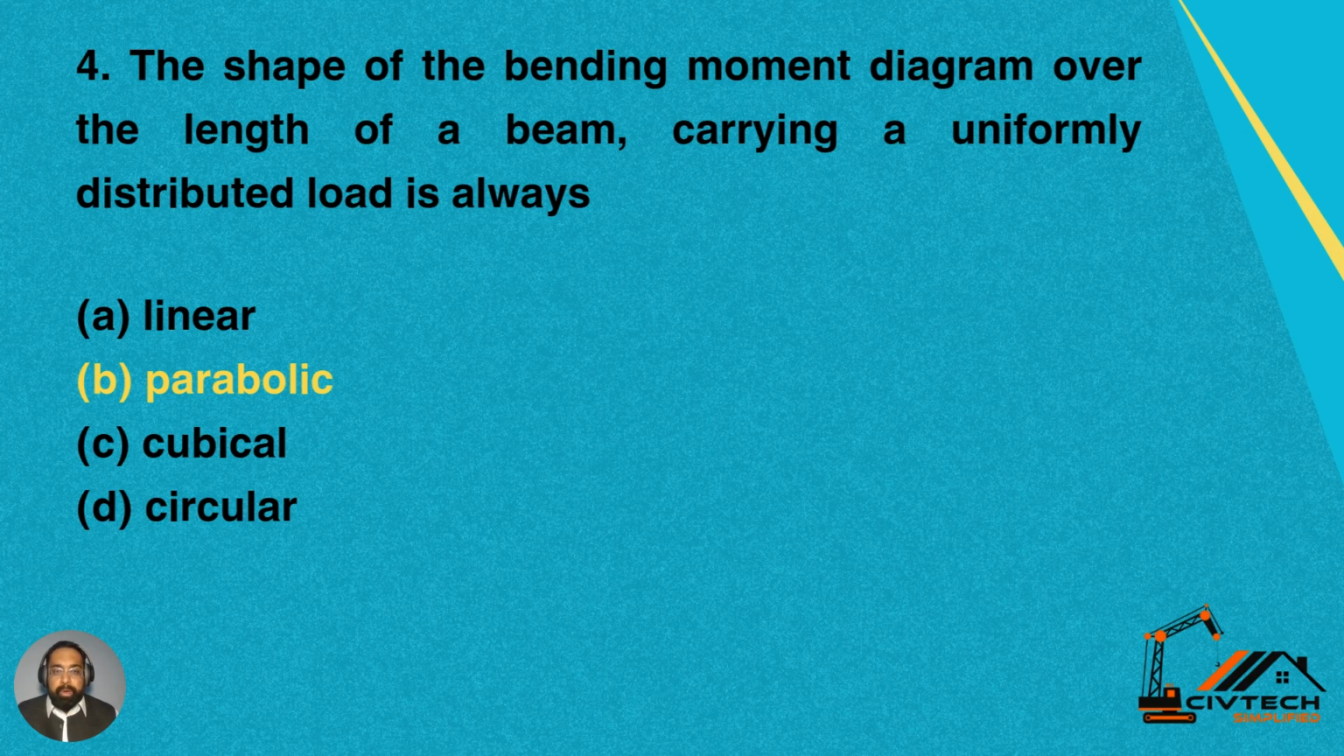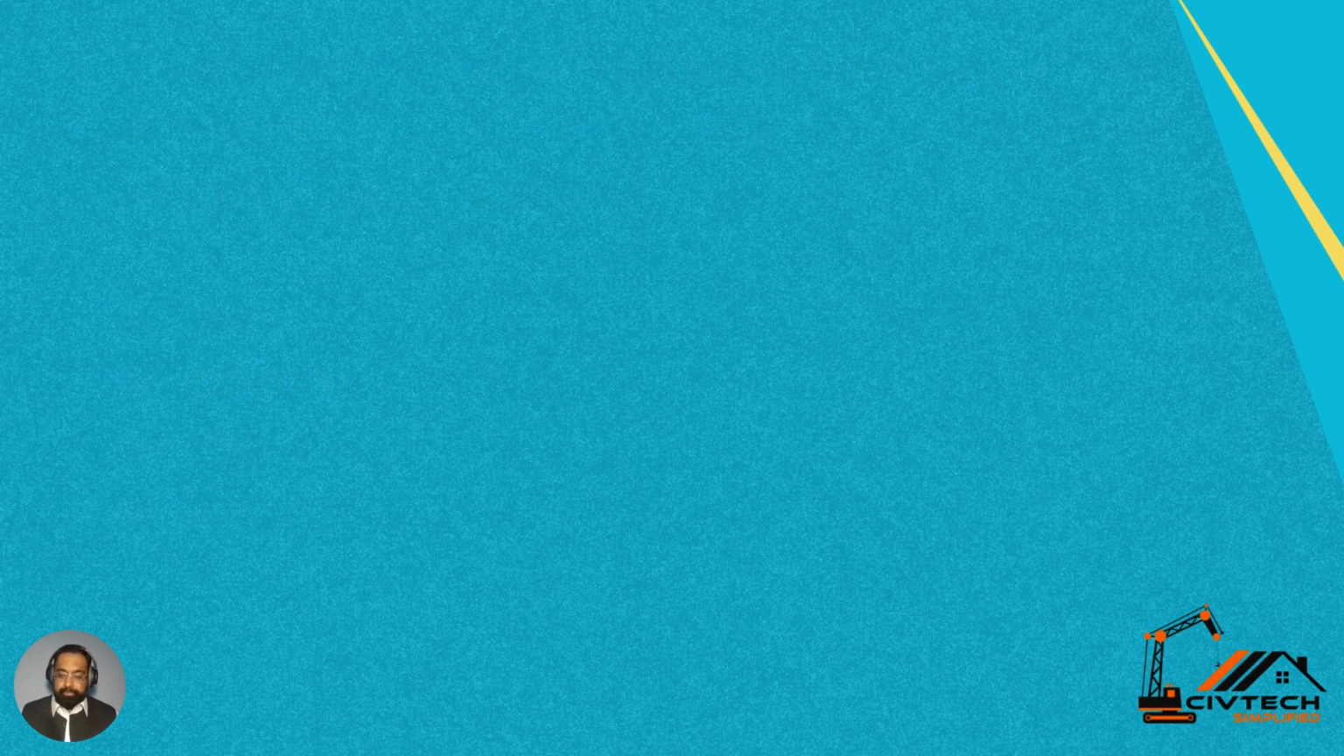Question 4. The shape of the bending moment diagram over the length of a beam carrying a uniformly distributed load is always. What is the shape of the bending moment diagram of a uniformly distributed load? Option A, linear; option B, parabolic; option C, cubical; option D, circular. Now we know that linear is for point loads and parabolic is for uniformly distributed load. So B is the correct answer, parabolic.